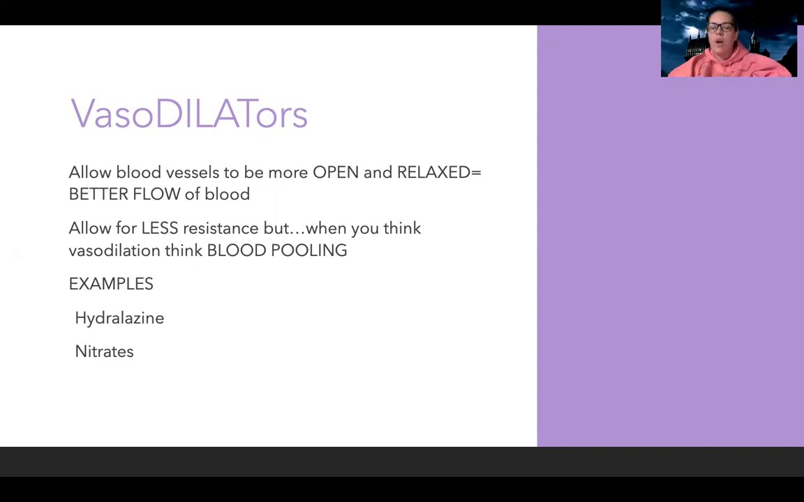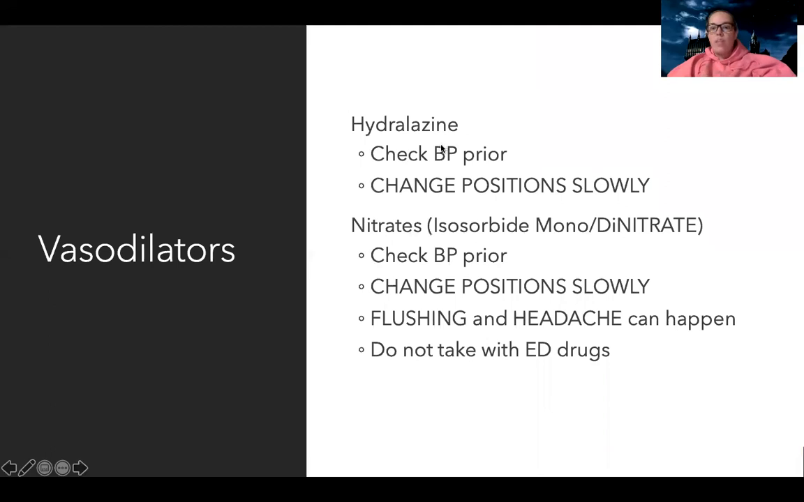When we're talking about these, that's one of the things to look at with side effects. There are nitrates like nitroglycerin, isosorbide mononitrate, and dinitrate. There's also hydralazine, which is really commonly given by mouth or IV when patients are in the hospital. With both of these, we want to check blood pressure prior and change position slowly. Once again, if I'm given a medication for blood pressure, I've got to check it before. And I'm always going to tell every patient to change position slowly, because all of these can cause orthostasis.